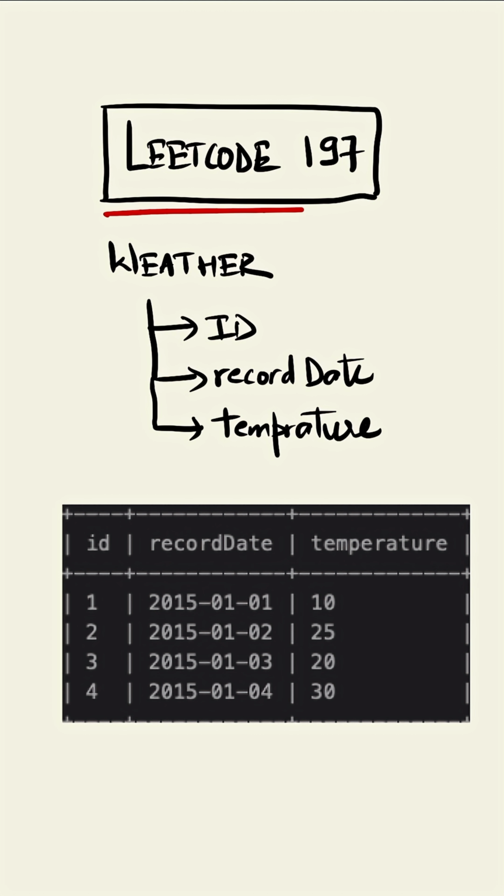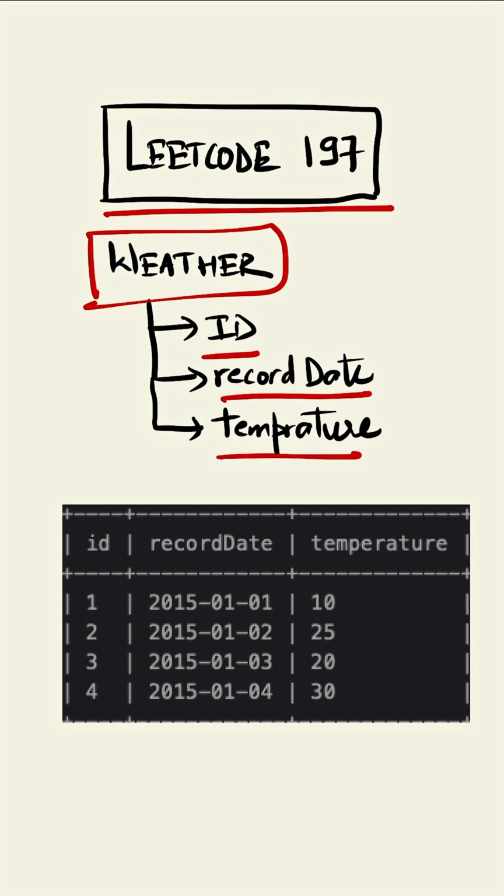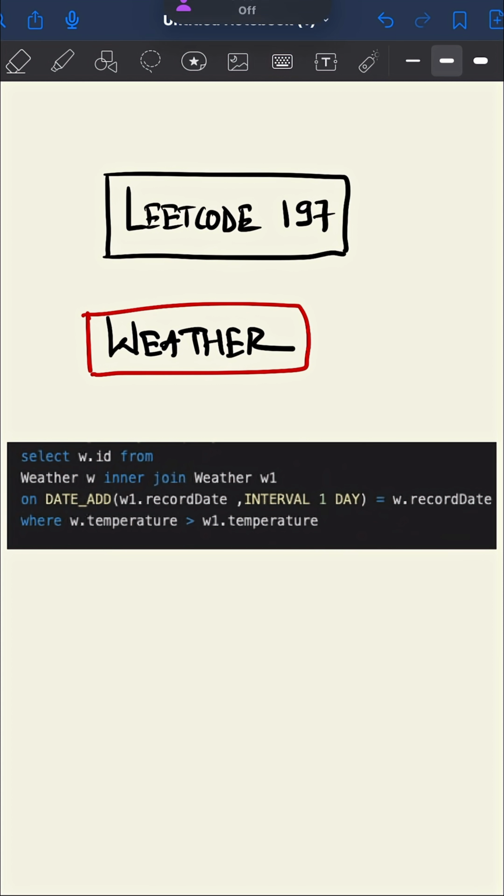This is LeetCode 197. In this, we are given a table called weather. Weather contains ID, date, and temperature. And we have to calculate all the IDs for which the temperature is greater than the previous date. If we can see this table here, we can see for this date, the temperature is higher than the previous one. And we have to return all the IDs.